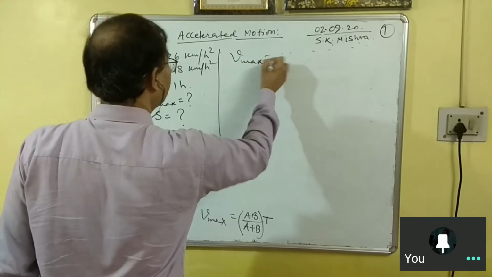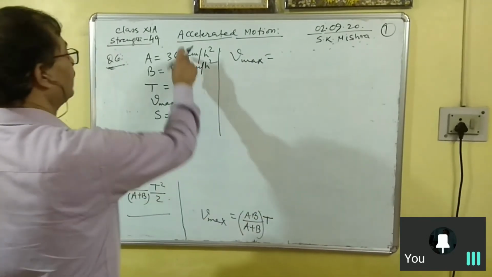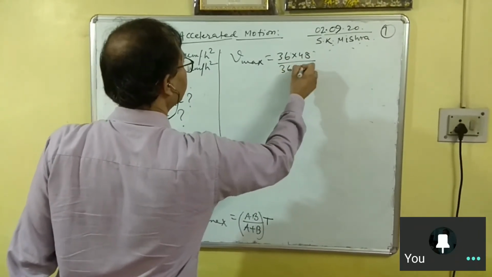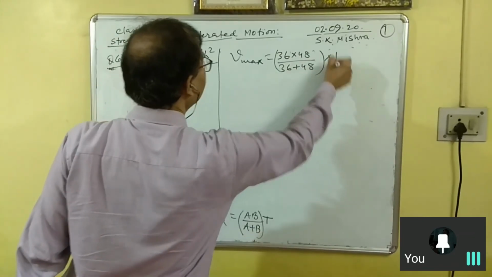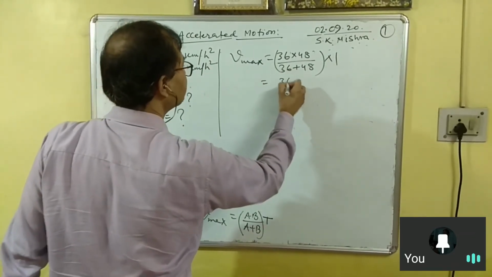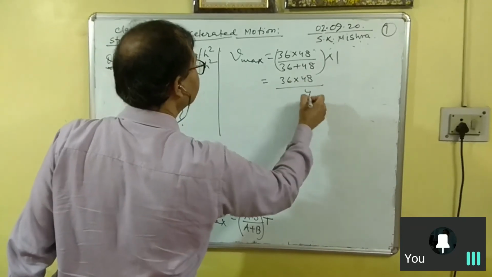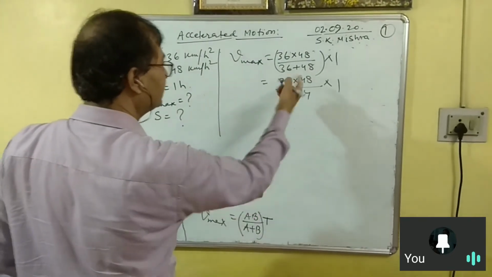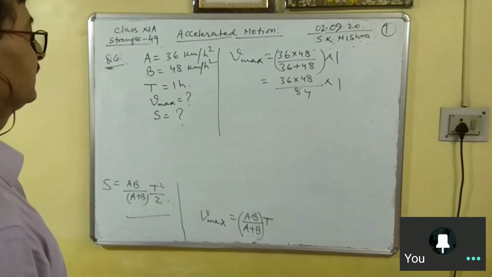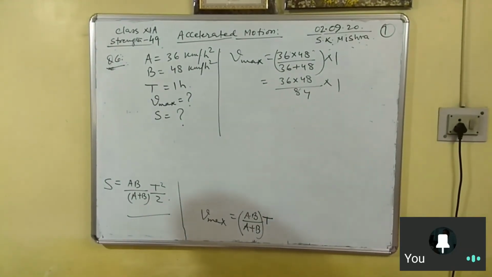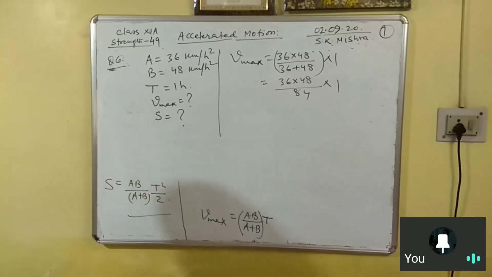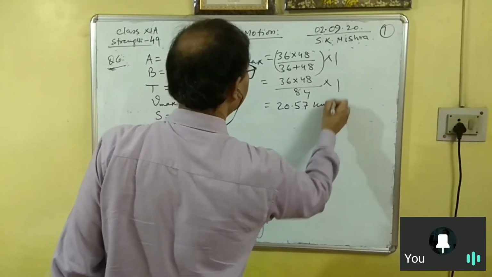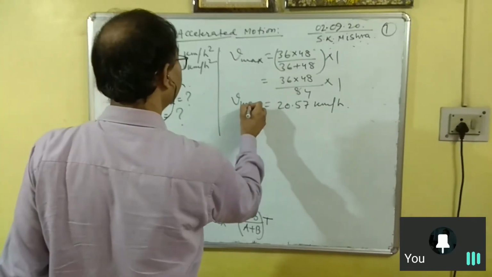Vmax. So the formula is product by sum. Take the product, 36 into 48 divided by 36 plus 48, into t. T is how much? 1 hour. So this is 36 into 48 divided by 84, into 1. What will be the final answer? You just solve it. After solving, you will get 20.57 kilometer per hour. This way you are getting Vmax.